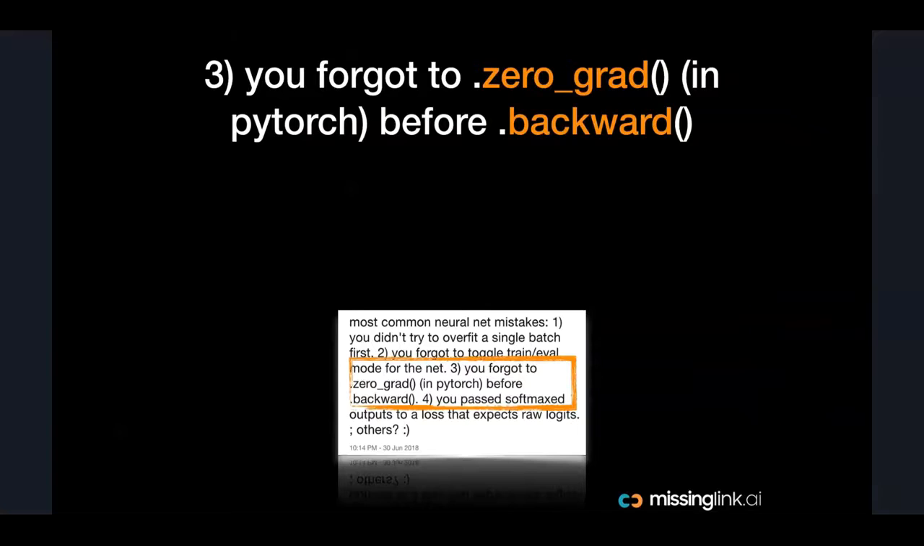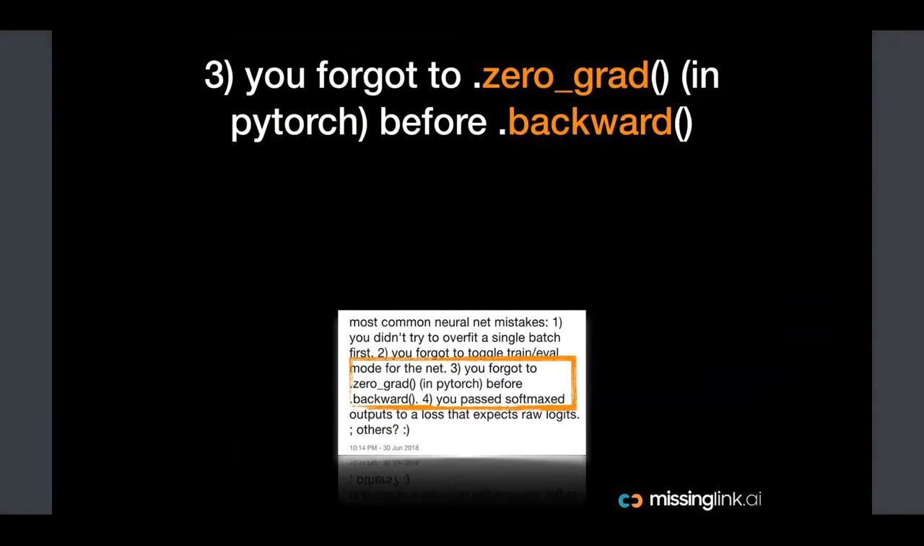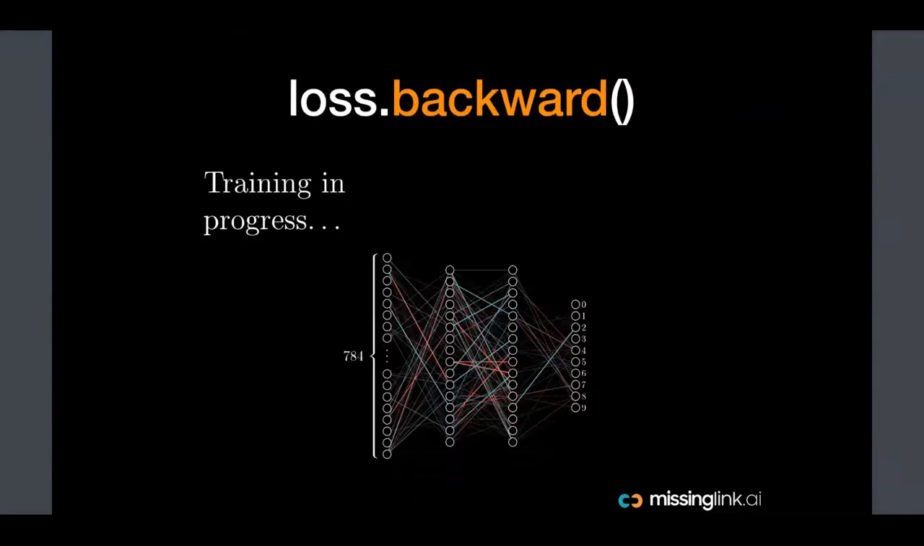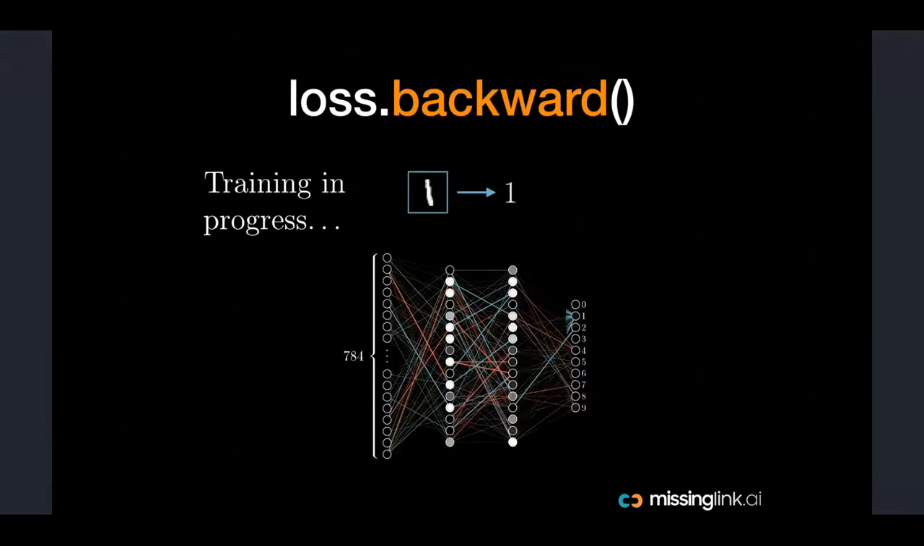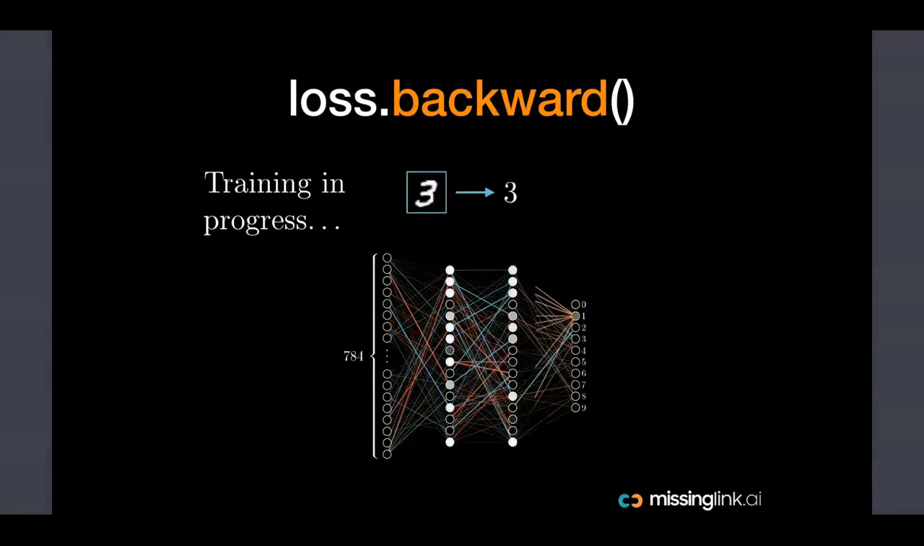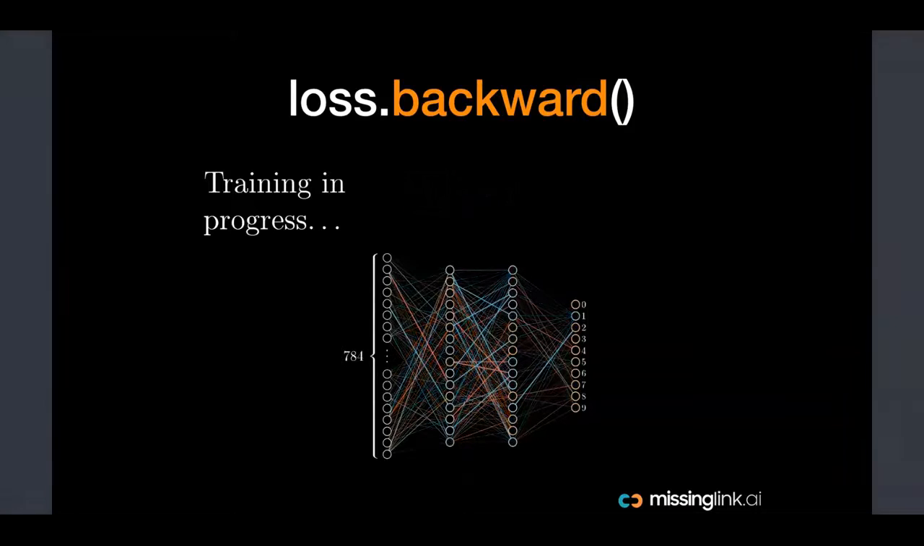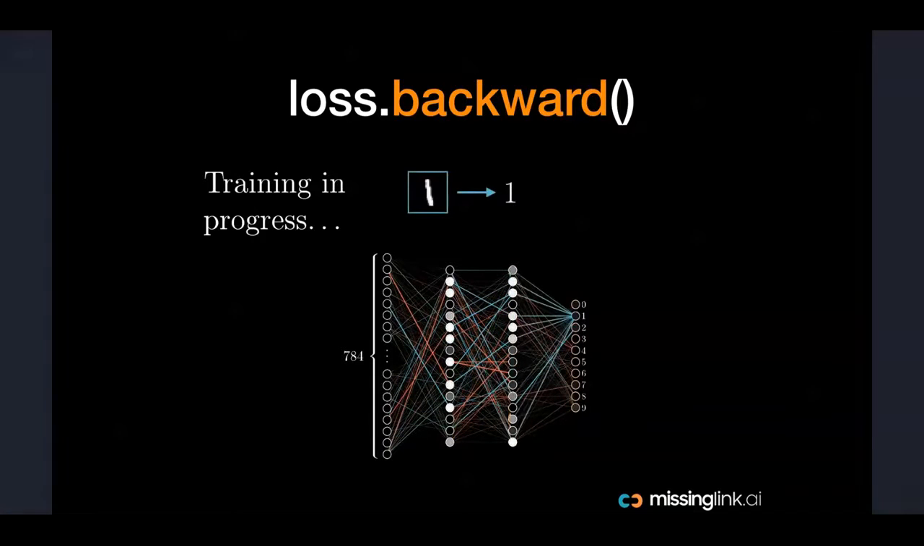And this brings us to common mistake number 3. You forgot to zero grad in PyTorch before backward. And we'll start with backward and then come back to zero grad. So imagine you just called backward on the loss tensor. You're telling PyTorch to go back up the graph from the loss and calculate how each weight affects the loss. That's the gradient for each node of the computational graph. And using this gradient, we can optimally update the weights.